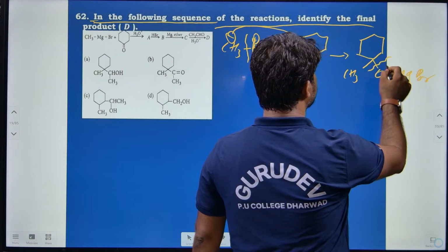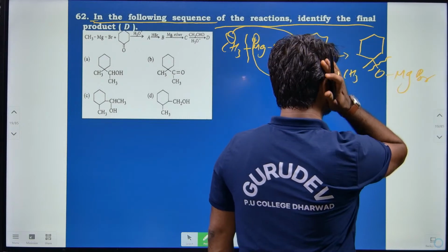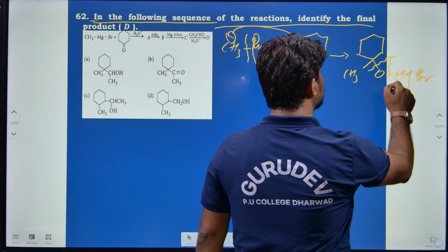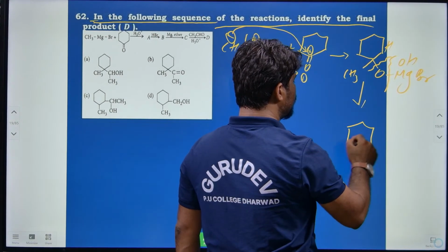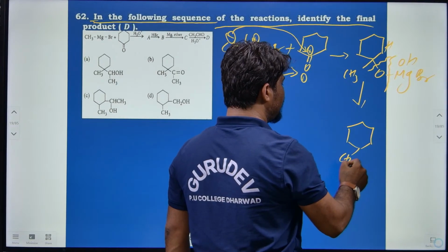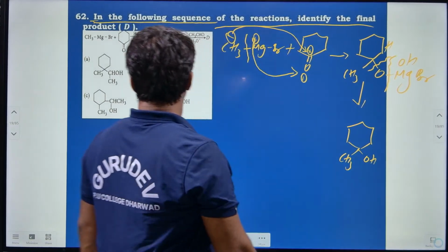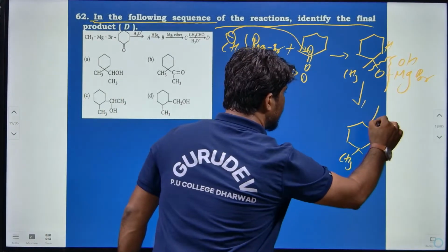This molecule further undergoes hydrolysis. So what happens here? Here this bond breaks down, OH and H form here. Ultimately, I can get this molecule like this. This is CH3 and this is OH. This is compound A.